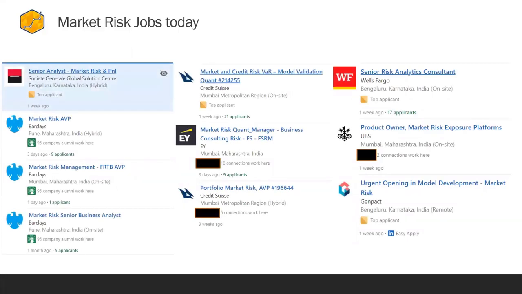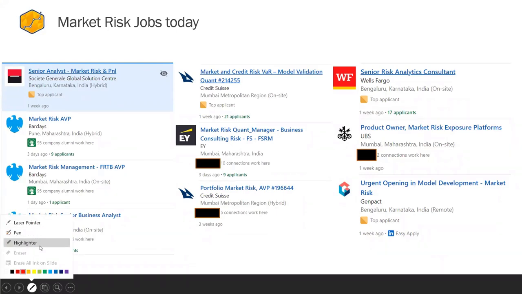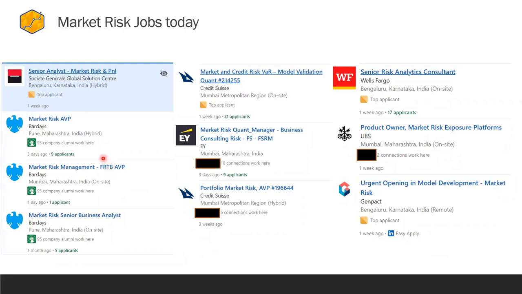So I did a search last night in LinkedIn to see what kinds of jobs are open in the market risk space today. Here are some of the jobs that I've highlighted. There are 4,500 results. So that many positions are open in various investment banks and consulting firms. So in market risk, if I want to highlight a few keywords, notice here we have FRTB.